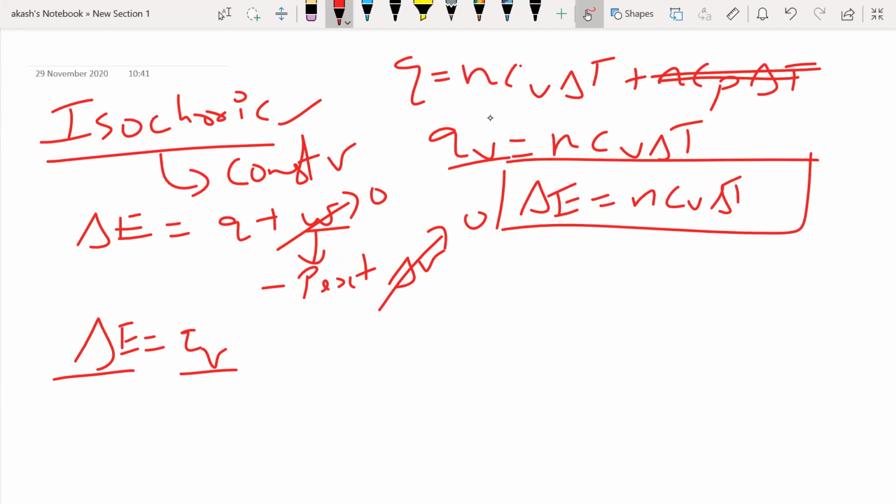That's it. This equation you are going to use for whatever the type of process, because that is how I'm going to define my change in internal energy. How do I define it? Change in internal energy is the heat lost or heat gained at constant volume. As simple as that. Again, I repeat, heat lost or heat gained at constant volume is what is called your change in internal energy. And if that's the case, this is the equation you will use.